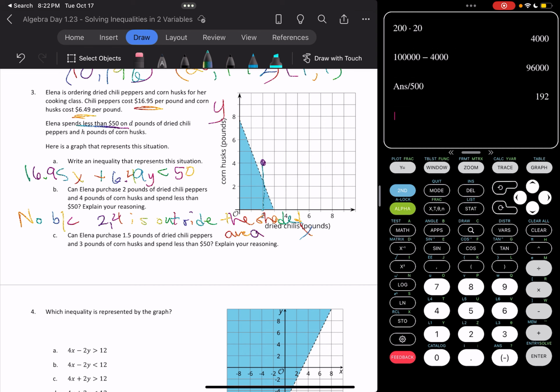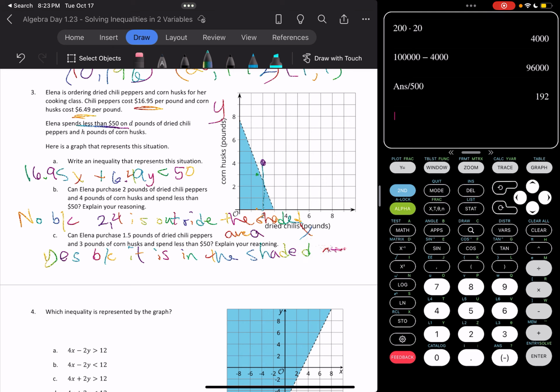Then it says, can Elena purchase 1.5 pounds of chili peppers? So 1.5 would be about here. And then 3 pounds of corn husks. So 3 would be right here. That is in the blue zone. So yes, I just dropped my phone. Yes, because it is in the shaded area.